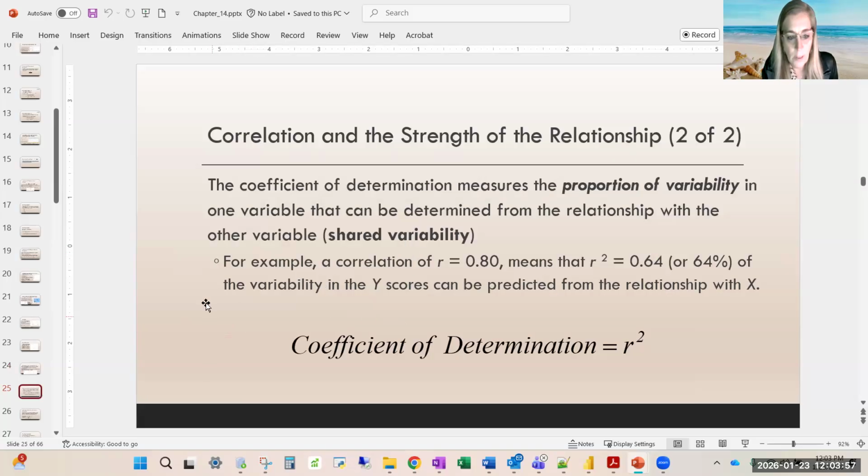All right, so the coefficient of determination, like I mentioned, measures the proportion of variability in one variable that can be determined from the relationship with the other variable. We can refer to that as shared variability. For example, a correlation of R equals 0.8 means that R squared is 0.64, or 64% of the variability in the Y scores can be predicted from the relationship with X scores. All right.